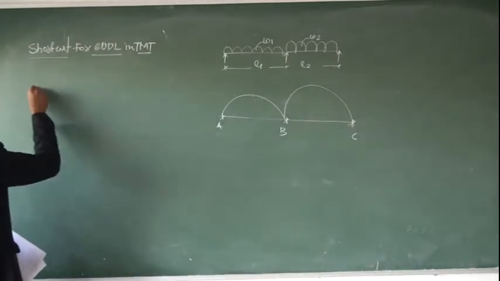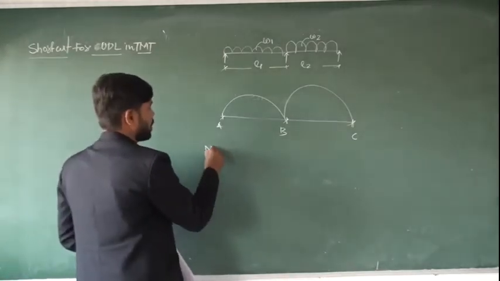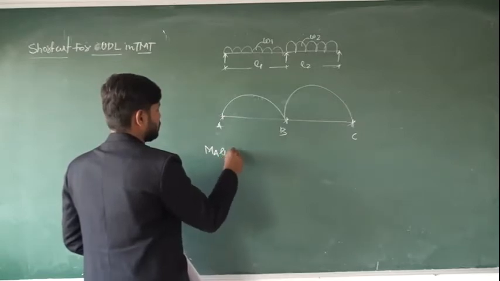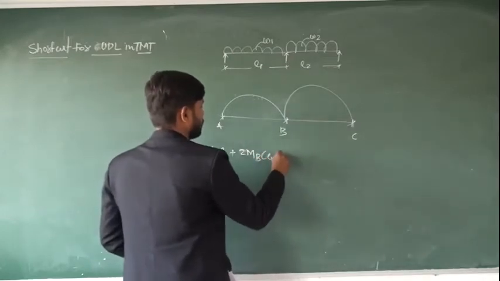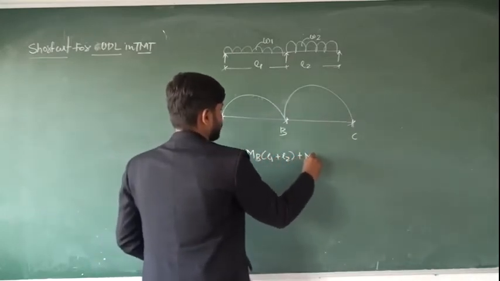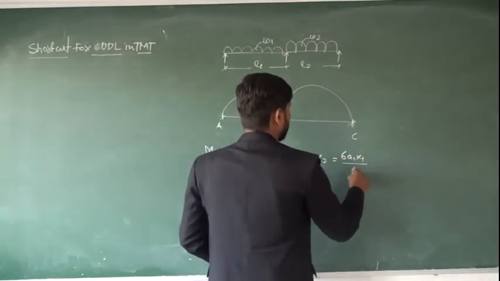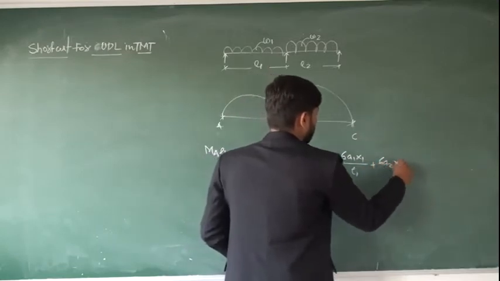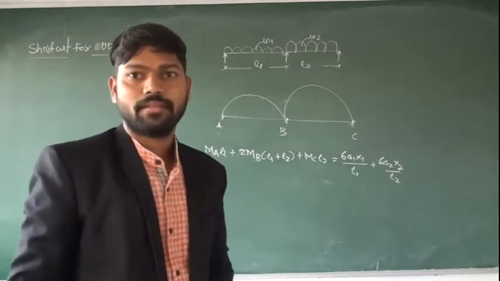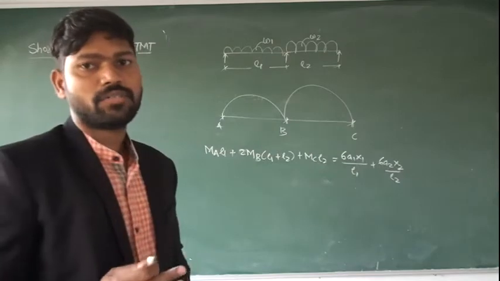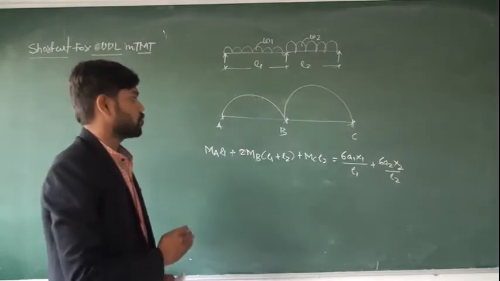If you apply the three moment theorem to this particular beam, it will be MA into L1 plus 2MB into L1 plus L2 plus MC into L2 is equal to 6A1x1 divided by L1 plus 6A2x2 divided by L2, provided that the moment of inertia is constant across the span. The moment of inertia is not given, it means it is constant, so it will be removed from all terms of the equations of TMT.